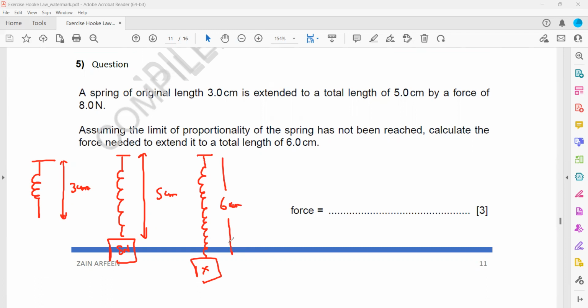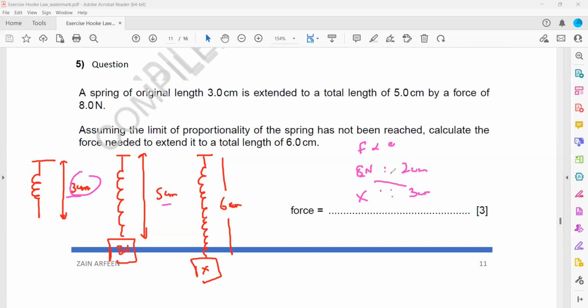This question can be solved in two ways. Either you can use a formula or you can use a ratio. If you use a ratio, we know force and extension are directly proportional. When the force is 8 Newton, how much is the extension? It was 3 becoming 5, so the extension was 2. And if the force is x Newton, how much is the extension? Originally it was 3 and now it is 6, so the extension is 3.